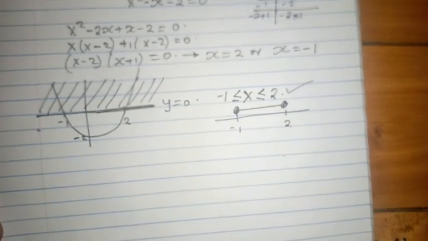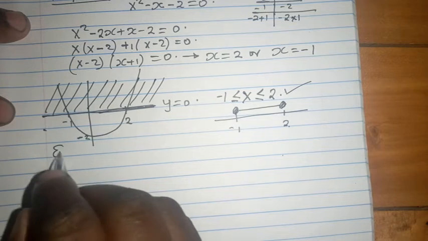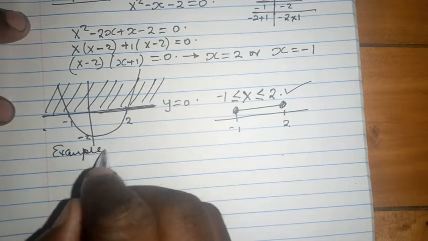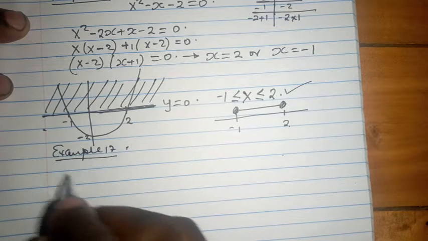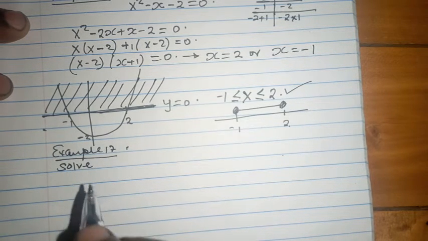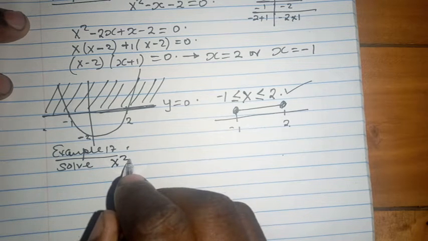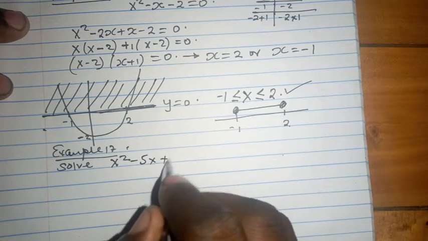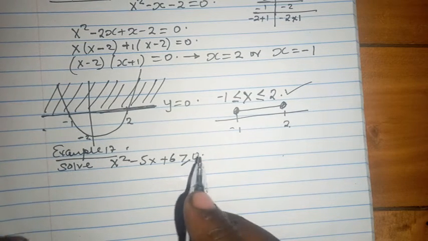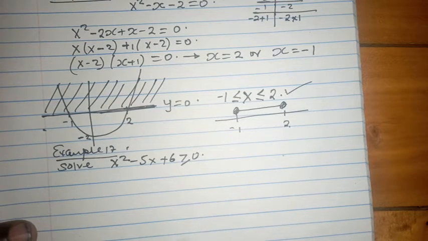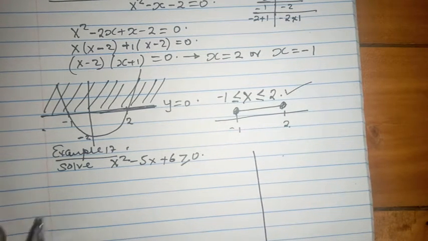Allow me to probably explain example 17 in the same way. Example 17, and we are told to solve x squared minus 5x plus 6 is greater than or equal to 0. Now we are dealing with greater than or equal to 0, but as I told you, we are going to sketch our graph here. So let's work here.